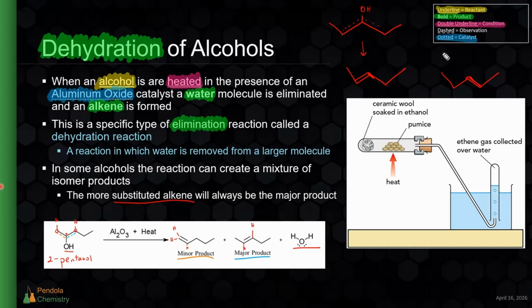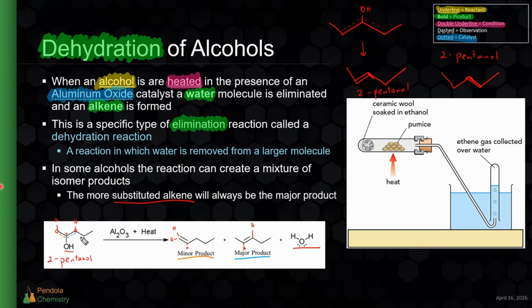This is 2-pentanol. So not every alcohol will create a major and a minor product, or even multiple products. We have to be very careful about how we do these products.